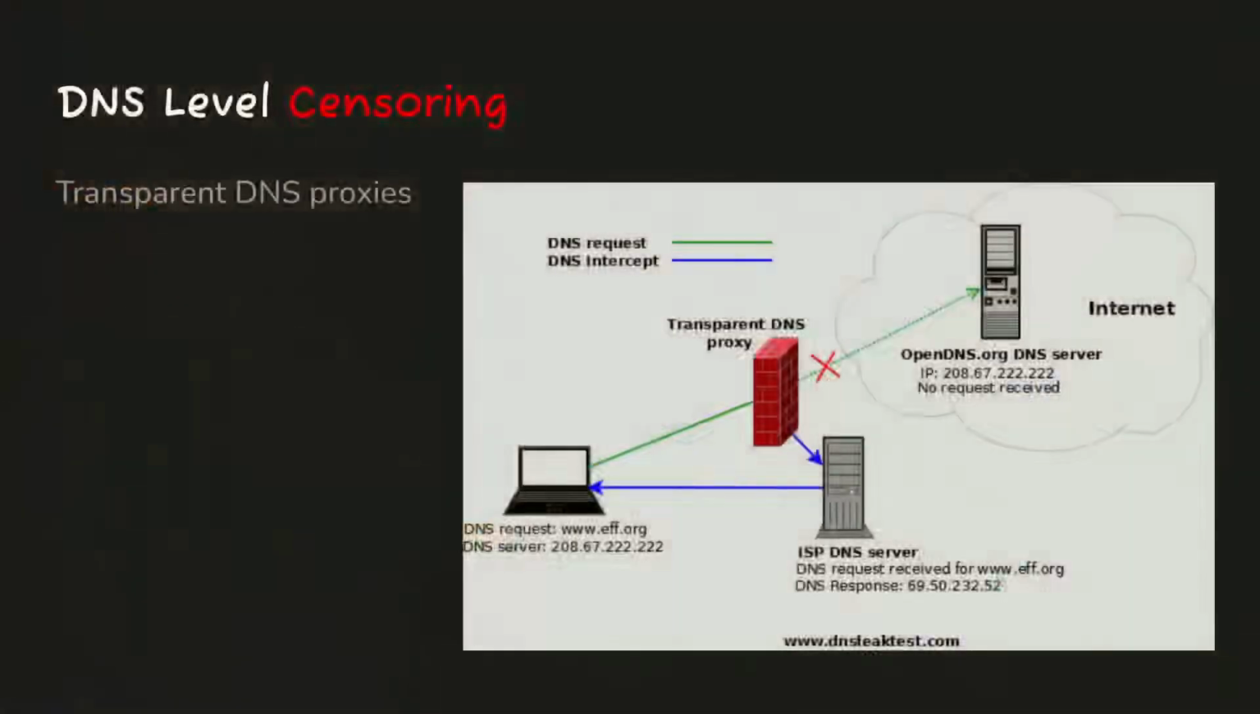This is a transparent DNS proxy. In this case, even if you have a public DNS set as your proxy, your request would still be routed to the ISP DNS and you would get a response from them.